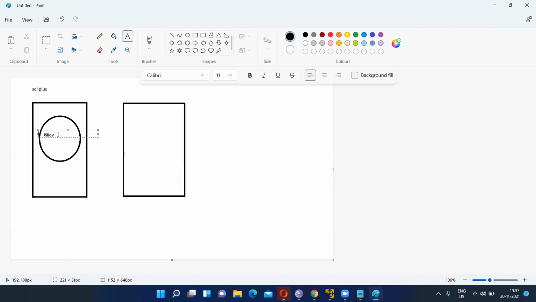Just 1 second. Okay, so this is the SQL query. Let me write it clearly. It is not written there but clear. So here we are writing the SQL query. So this is SQL Plus. Here we will write the SQL query.